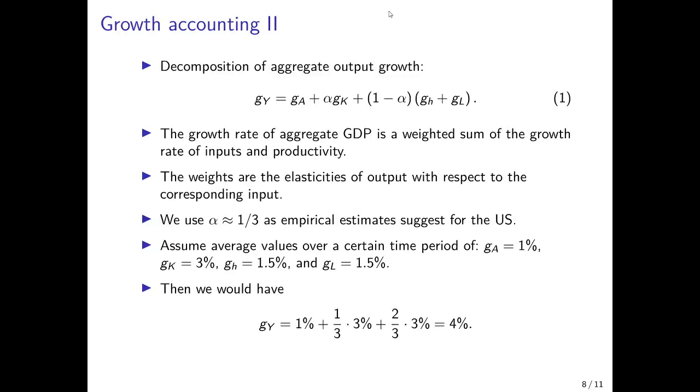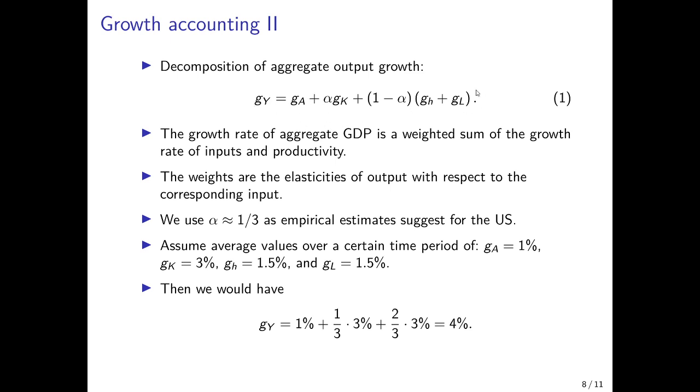For convenience, I state the equation again here, where we see that growth of aggregate GDP or aggregate output is basically the weighted sum of the growth rate of inputs in the production function and of productivity, right? And the weights are the elasticities of output with respect to the corresponding input factors, and productivity growth has a weight of 1 because the exponent is equal to 1.